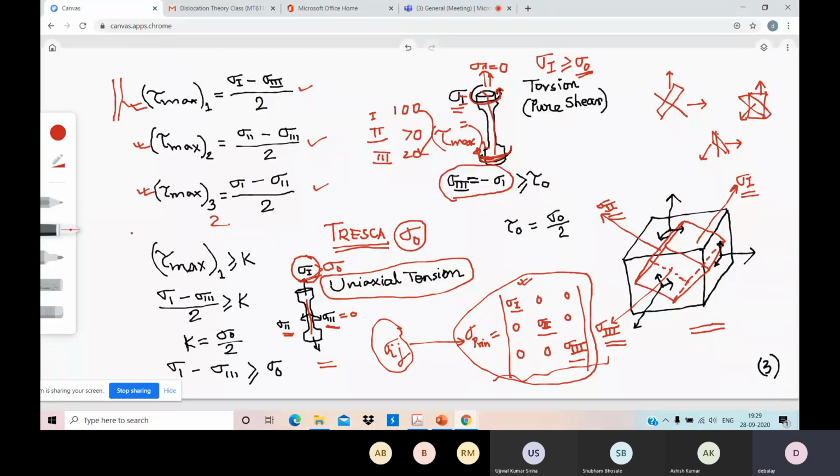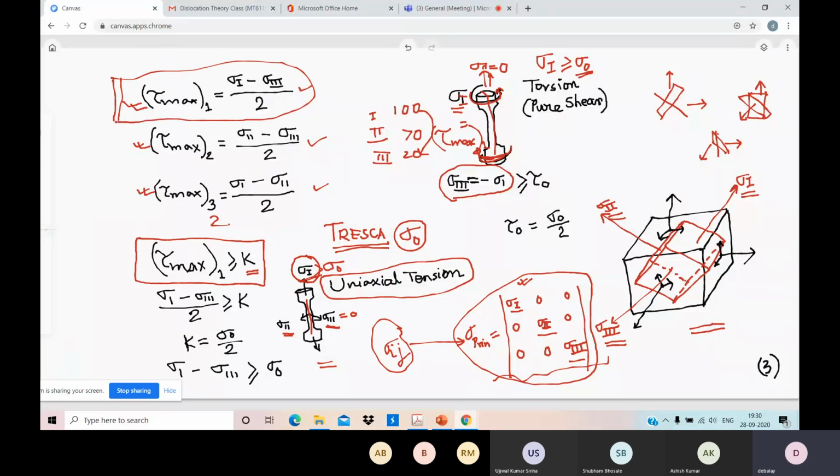And Tresca said yielding will occur when the maximum shear stress exceeds the critical value. And that critical constant value is represented by the letter K. So the maximum shear stress, which is sigma 1 minus sigma 3 by 2, has to exceed K. Criticality is equal, and just crossing that point is exceed. So when that occurs, then yielding will occur.